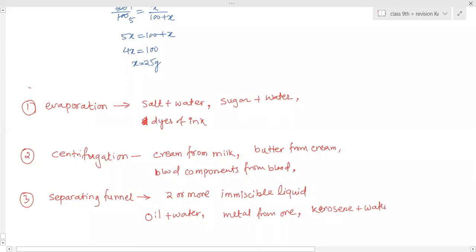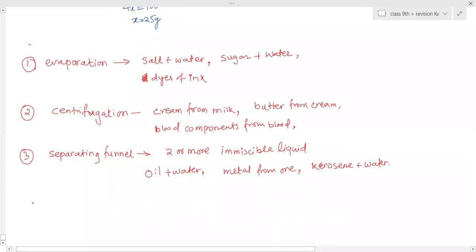We cannot separate milk and water, no. If you add water to milk, can you see them separately? No, we cannot separate them. Ma'am, can you explain the process of separating funnel?